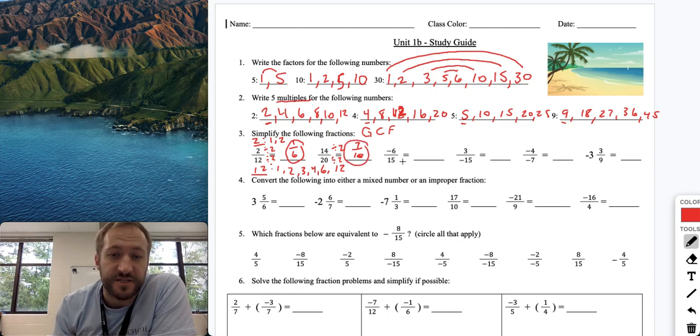Over here, negative 6 over 15. These have a greatest common factor of 3, I believe.